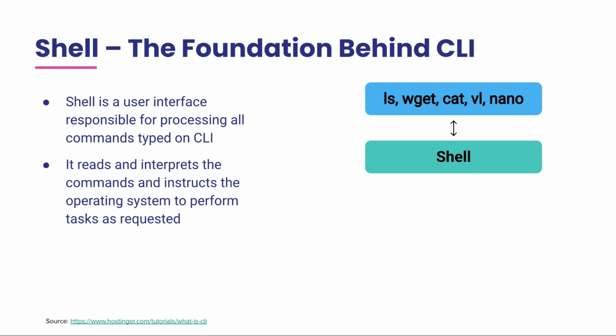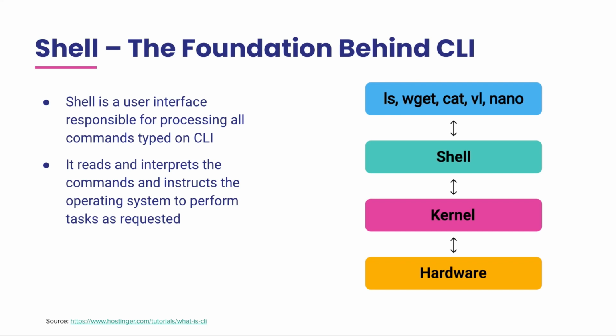As the intermediary between you and the operating system, the shell reads and executes your instructions, enabling you to interact with the kernel. The kernel is the core component of an operating system that acts as a bridge between software and hardware, such as RAM and CPU. In other words, the shell is the intermediary between you, the user, and the operating system, enabling you to interact with your computer through the CLI.